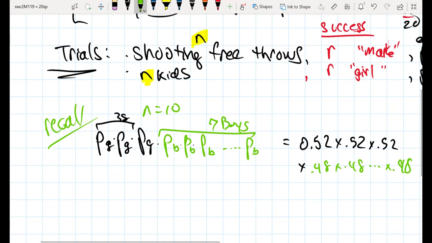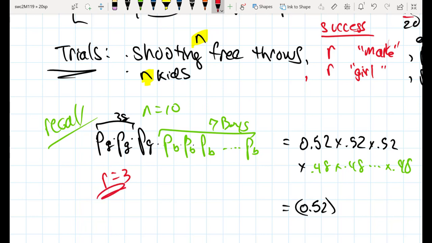The shorthand way of writing that would just be 0.52 to the power of the number of successes we're interested in, which is 3, we'll call that R. So it's 0.52 to the power of 3 times 0.48 to the power of 7.